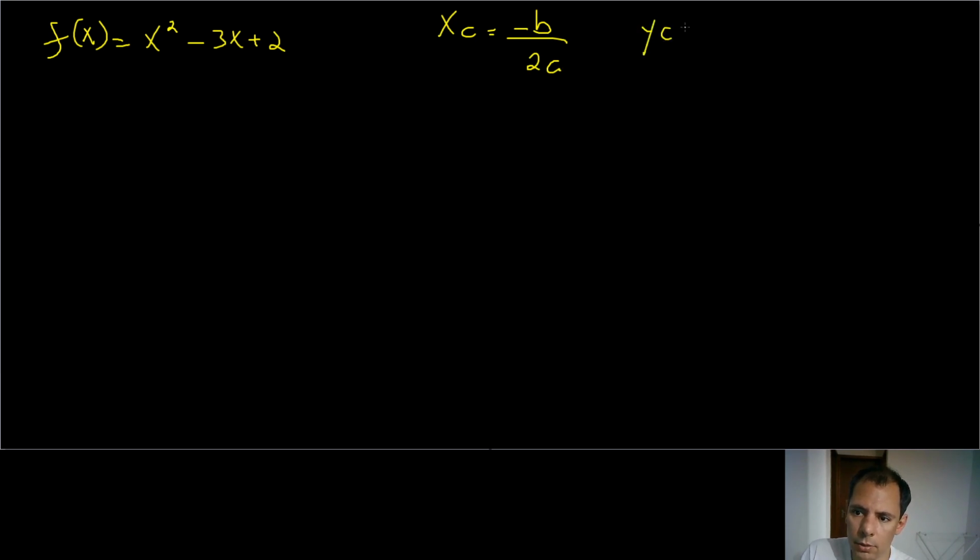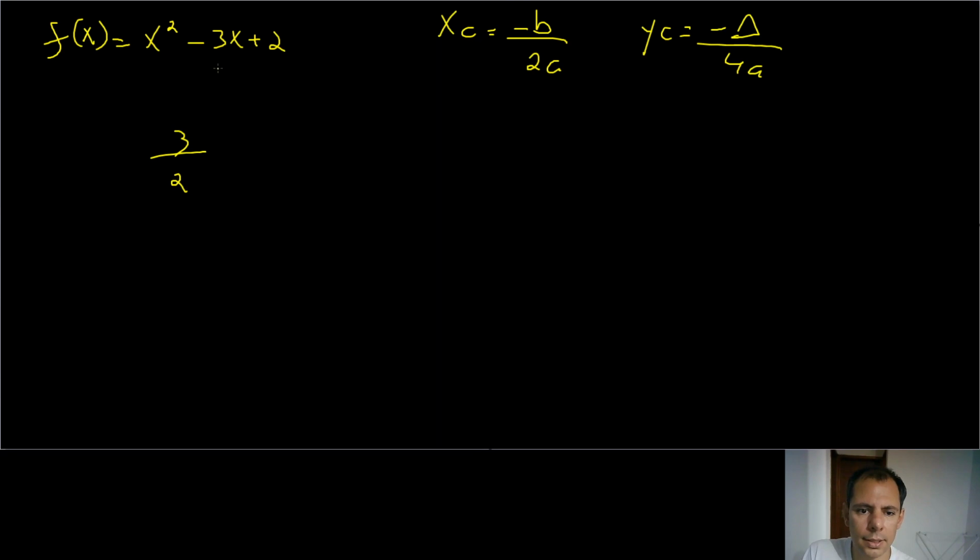So let's have here a function equals x squared minus 3x plus 2. Find the y critical and the x critical. Well, the x critical equals minus b over 2a, and the y critical equals minus delta over 4a. So minus b over 2a is going to be 3 divided by 2.